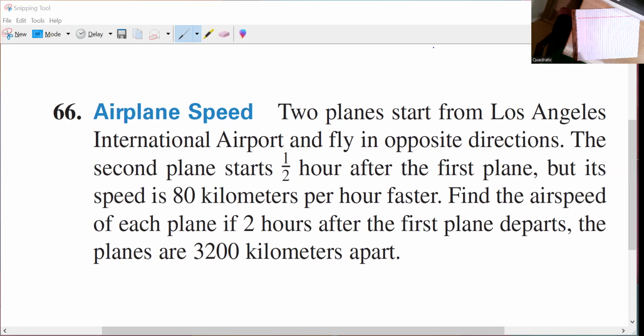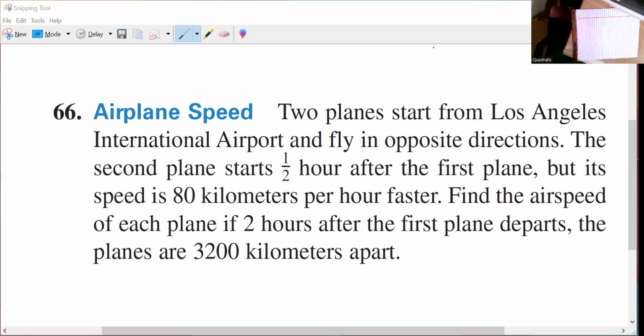Airplane speed. Two planes start from Los Angeles International Airport, which I think is referred to in the parlance as LAX, if I'm not mistaken. These two planes start from the airport and fly in opposite directions, so they're flying away from each other. The second plane starts half an hour after the first plane, but its speed is 80 kilometers per hour faster.